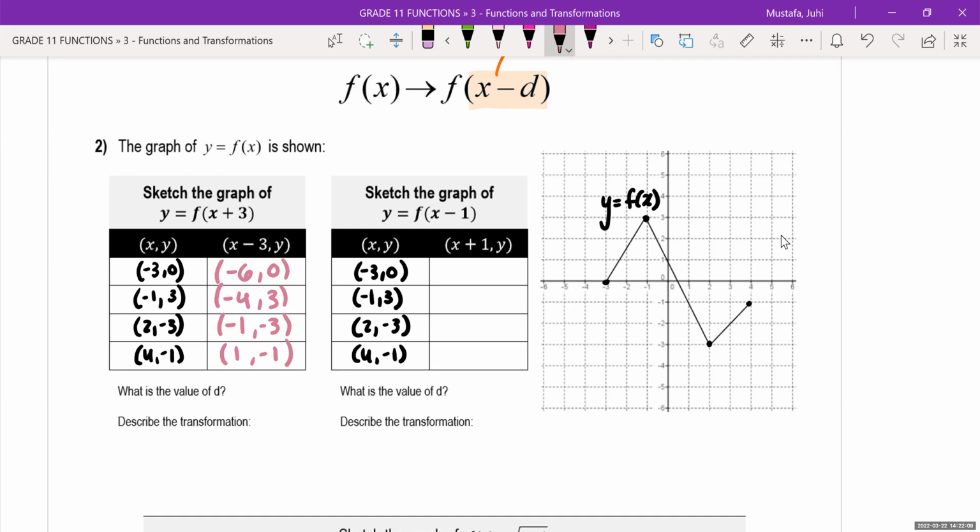When I graph these points, I should notice that my graph is going to be moving 3 units to the left. And I'm going to label this y is equal to f of x plus 3.